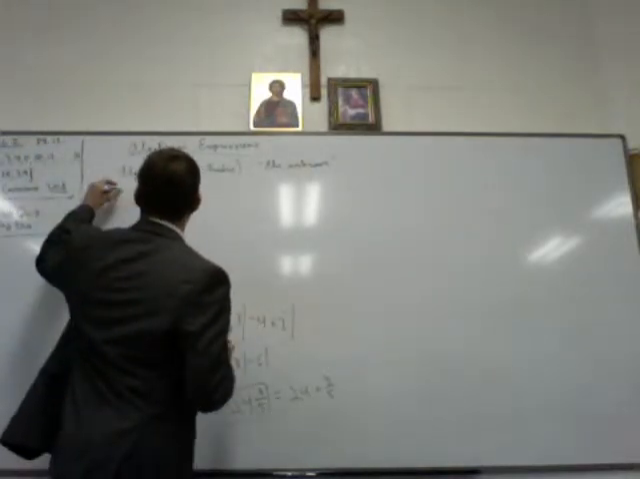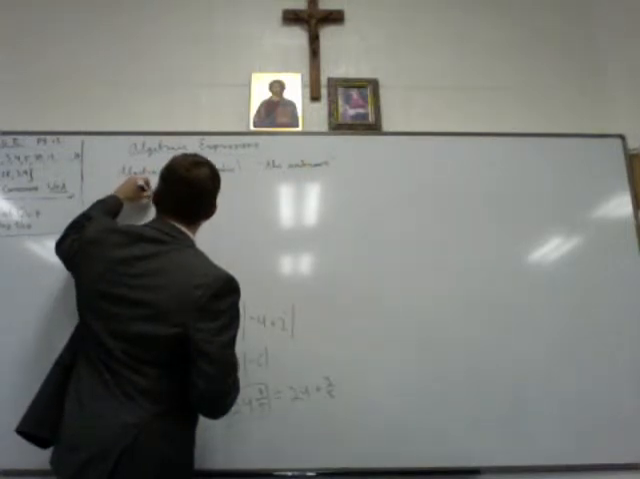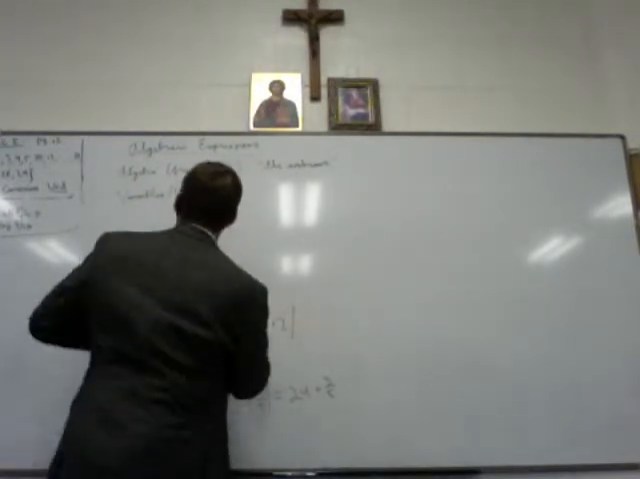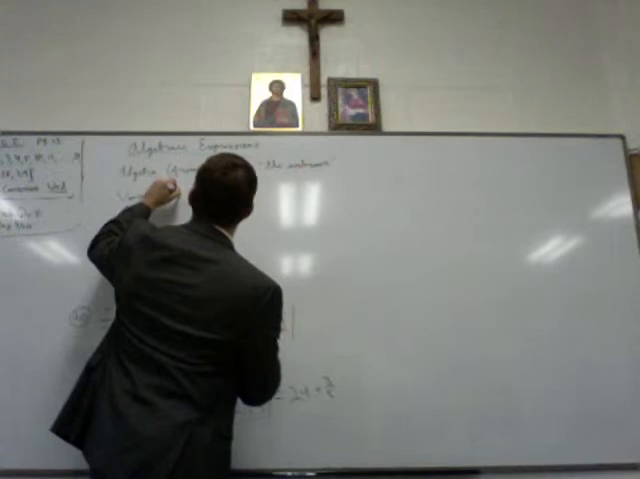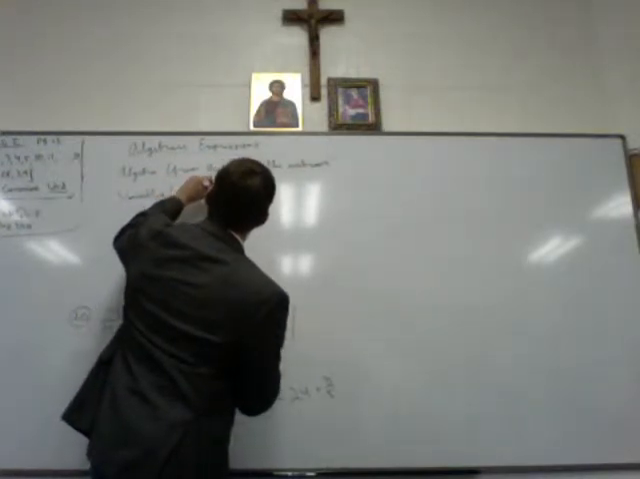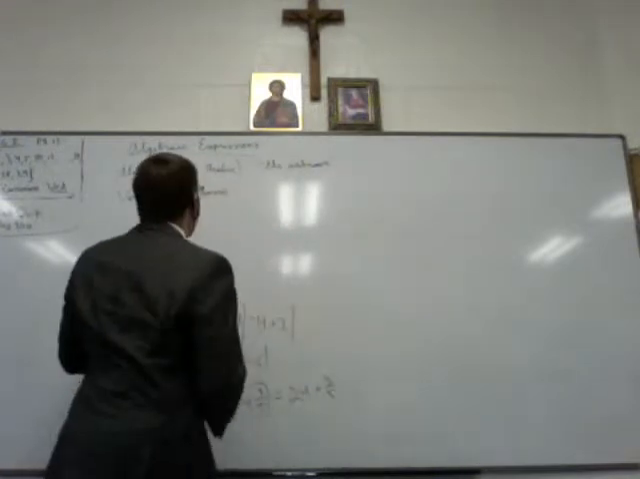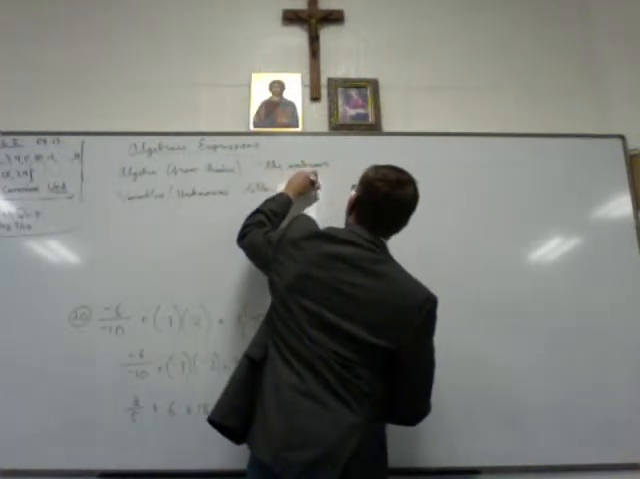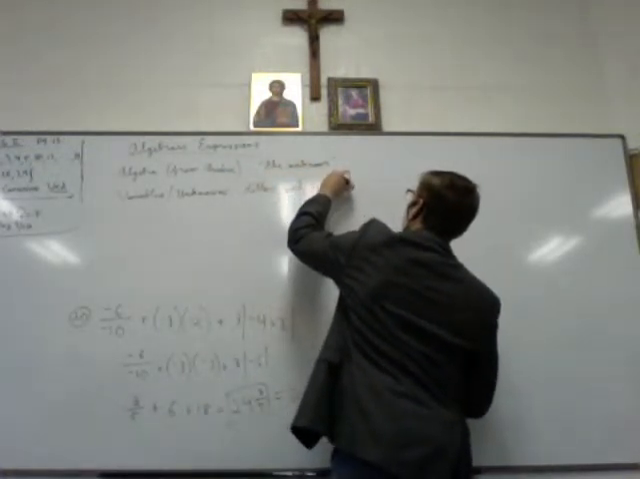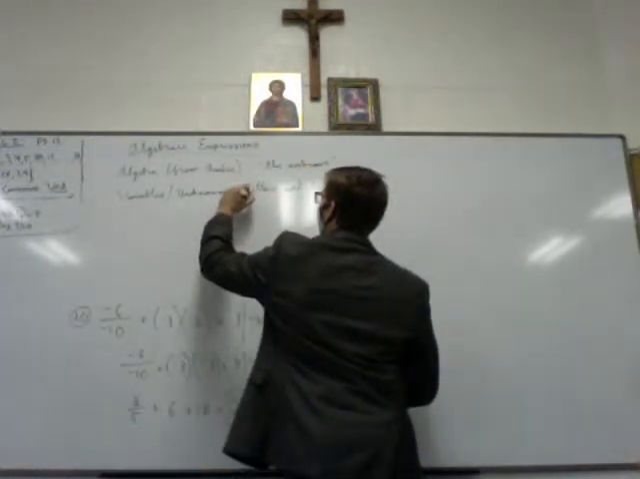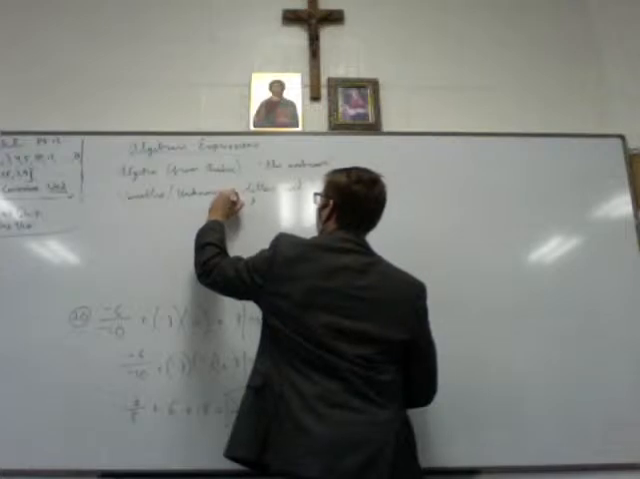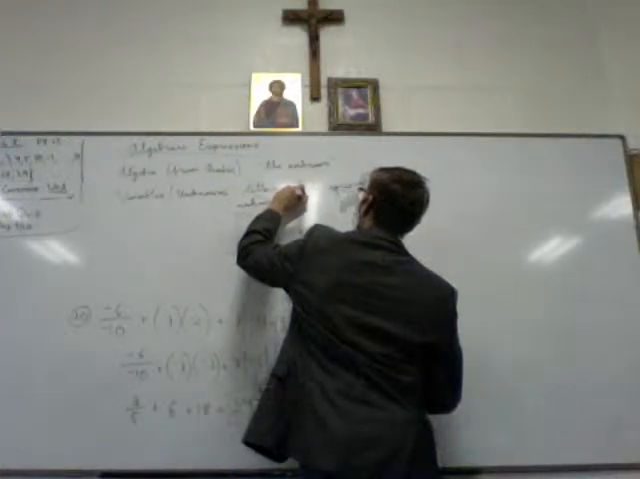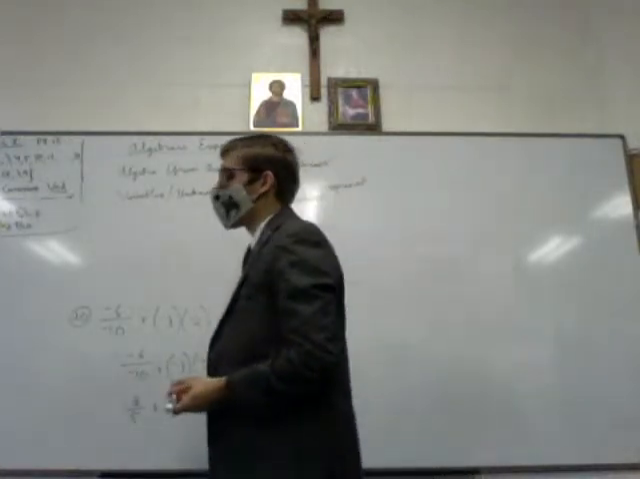The defining characteristic of algebra are what we call variables, or sometimes referred to as unknowns. But I'll call them variables. And these are letters used to represent numbers, or I should say unknown numbers. Letters used to represent unknown numbers.